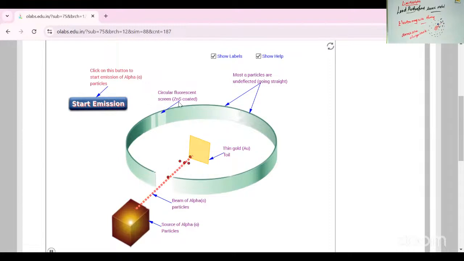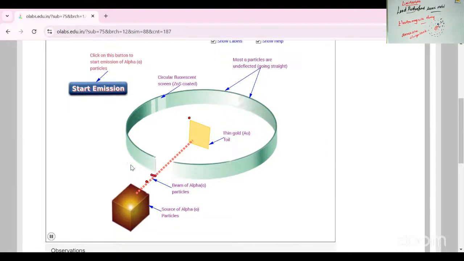This is the circular fluorescent screen, zinc coated, so the alpha particles come here. This is the box containing the alpha particles. This is the path of the moving alpha particles. Some of the alpha particles move in a straight line through the foil. Some are deflected. Very few come back to that area.